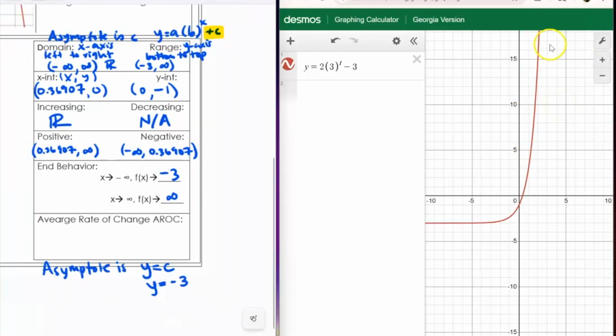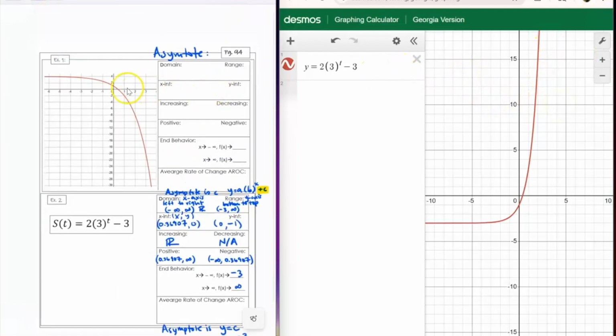All right, so for you, as I'm going to my left, so as I go this way, where does my y value approach? And as I go to my right, as I go to infinity, where does this y value approach?